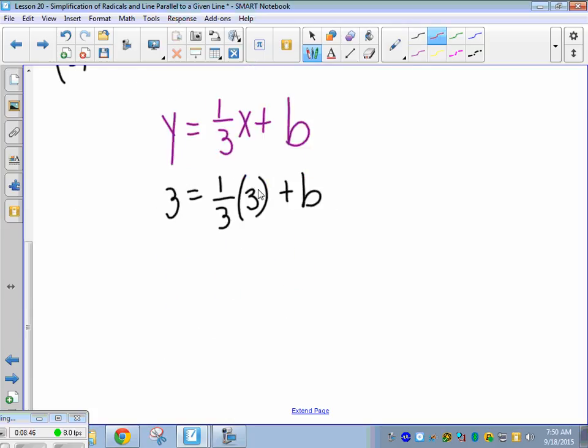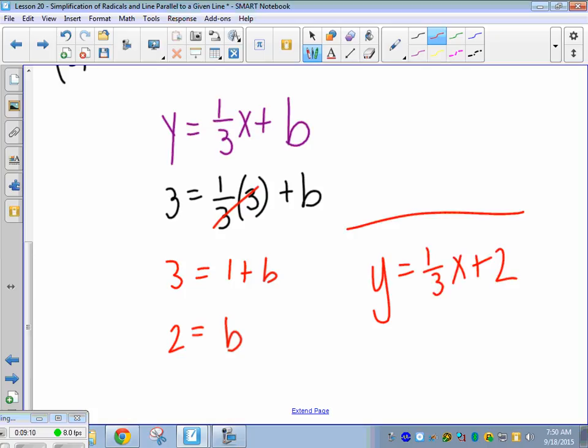Okay, these multiply together, so these cancel here. So I have 3 equals 1 plus b. Subtract 1 from both sides. Now, some of you guys are leaving your answers like this when they're giving you the slope and you're plugging a point in. Is that the answer? No, we want the equation of the line, which means I keep the same slope, 1/3, and I plug in my new y-intercept.